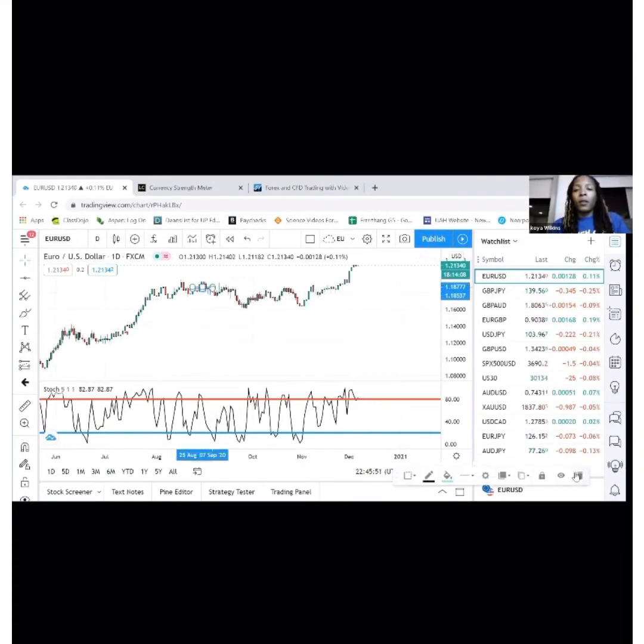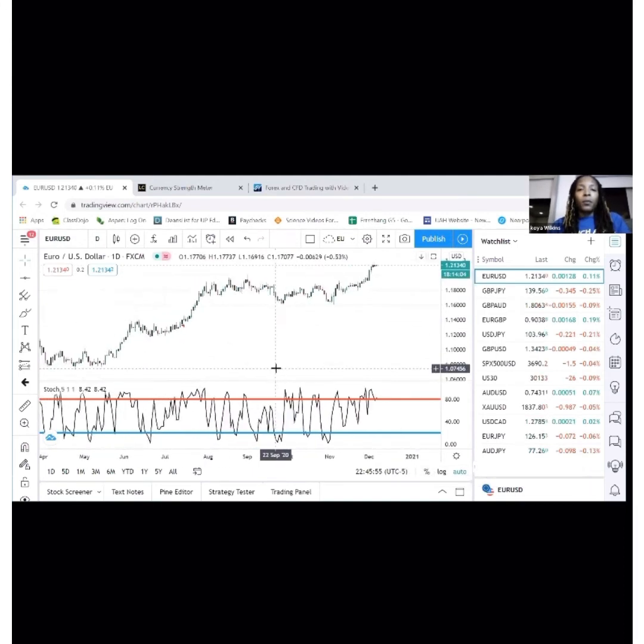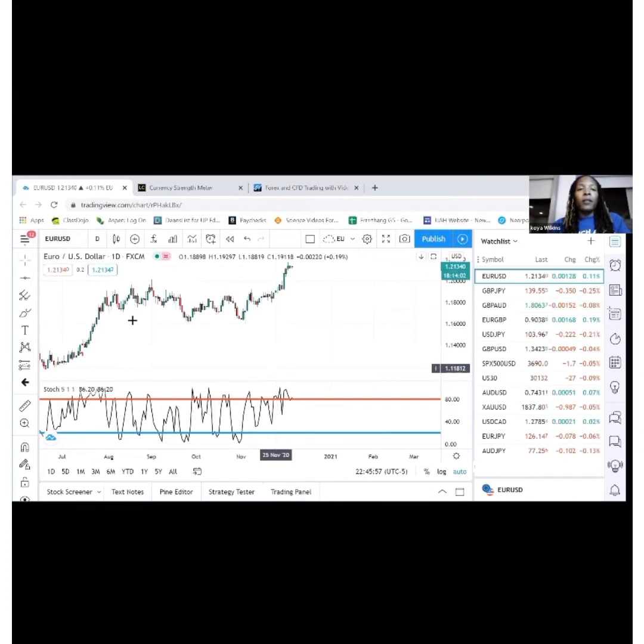I'm just going to delete this. All right. So we're really going to do basic support and resistance in the markup.